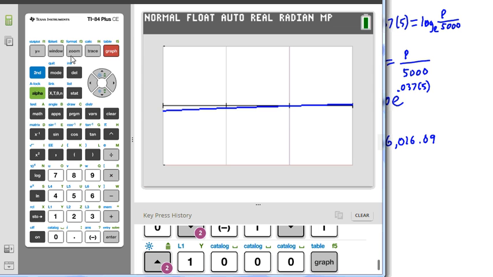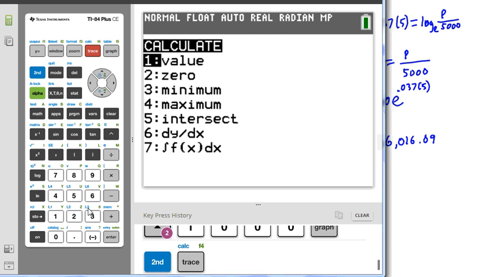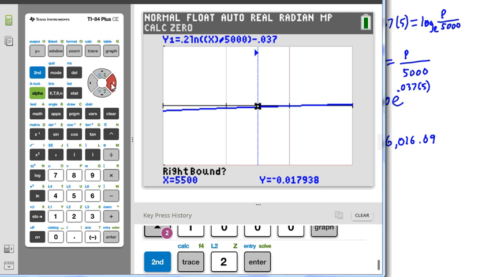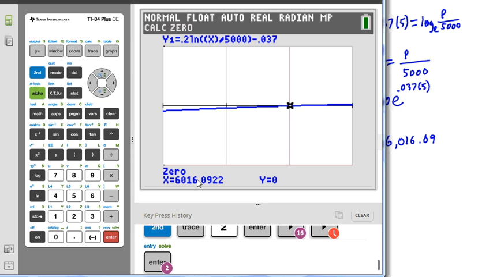And we go to second, calc. We get our zero here. The first thing it says is left bound. It looks like we are to the left of our intersection. We press enter. It says right bound, question mark. We go to the right here, keep on going to the right till we're sure we cross the x-axis, hit enter, and enter one last time. And we get $6,016.09.